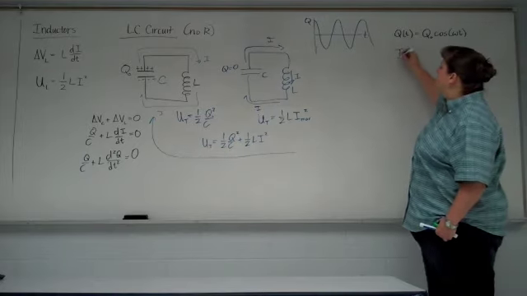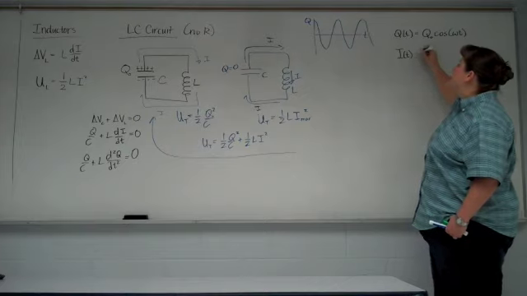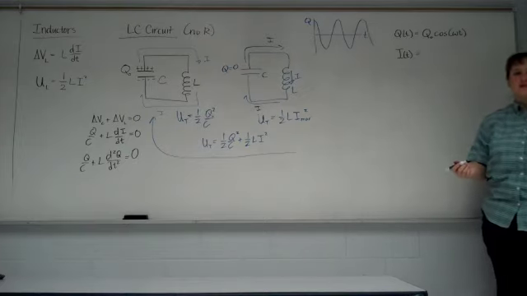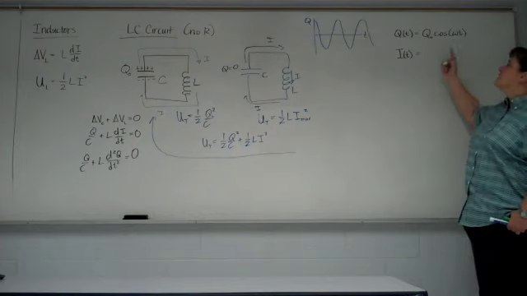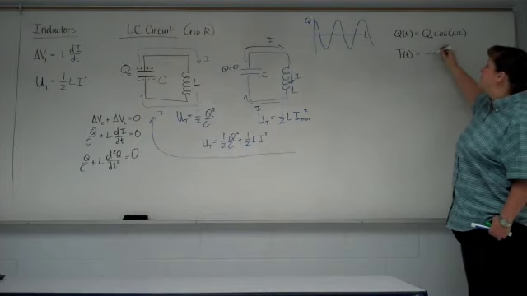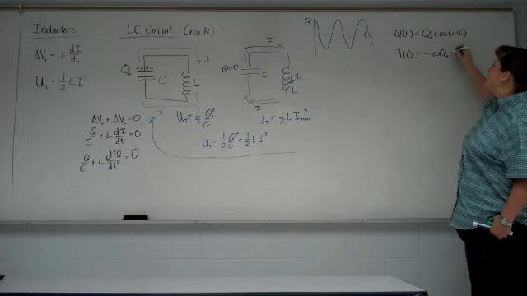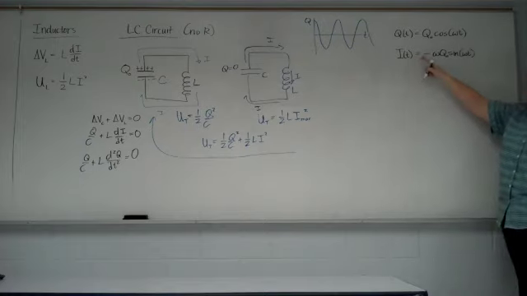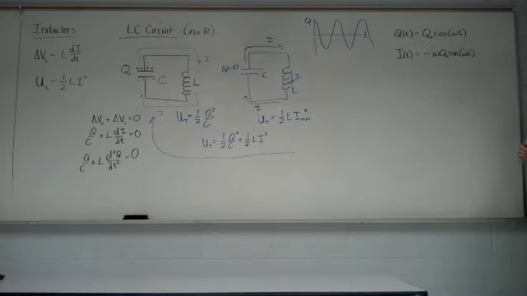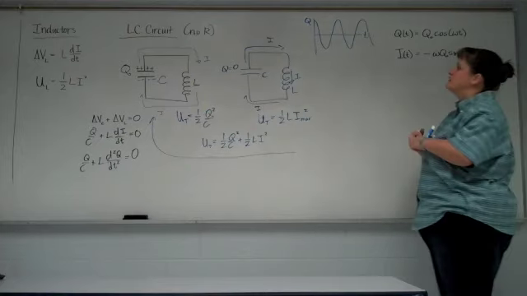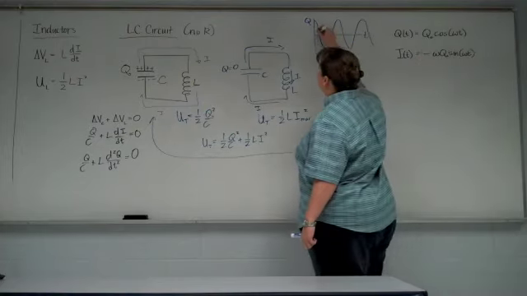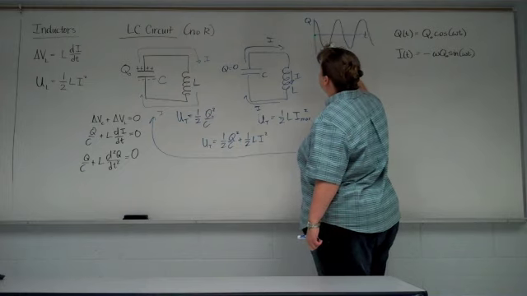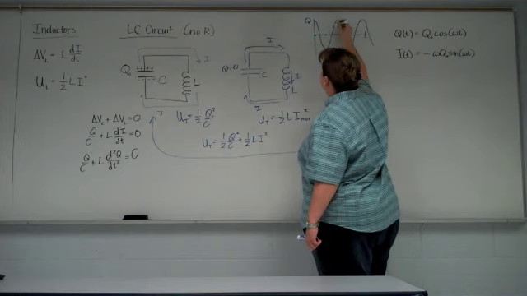That means current is the derivative of the charge with respect to time. The derivative of the cosine function is negative sine. We have to take the derivative of the inside, which is omega. So we get the current being negative omega Q naught sine of omega t. A negative sine function starts at 0 and goes down.